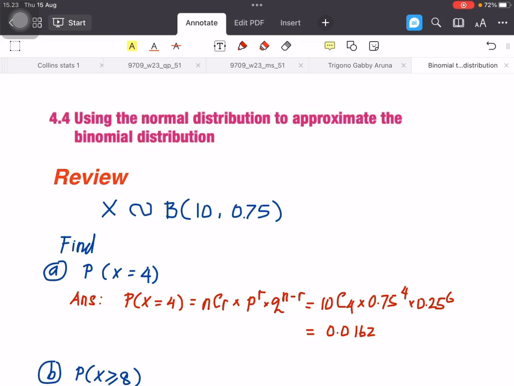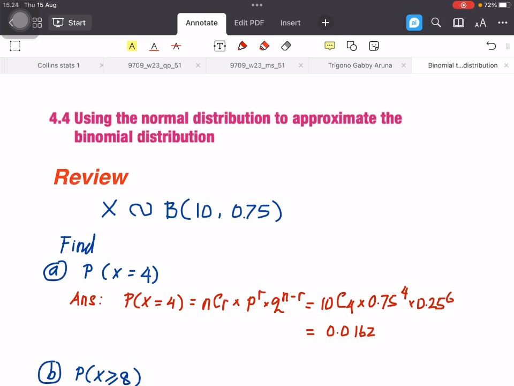I'm making this video to help you catch up with the material, and especially this material will be included in our next test. In this video, we are going to discuss using the normal distribution to approximate the binomial distribution. Let us start by reviewing a little bit about binomial distribution.